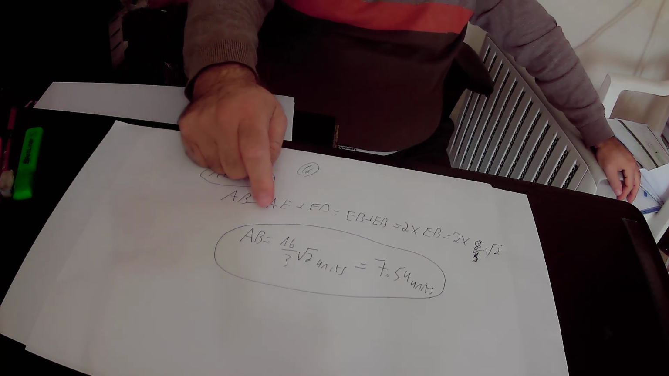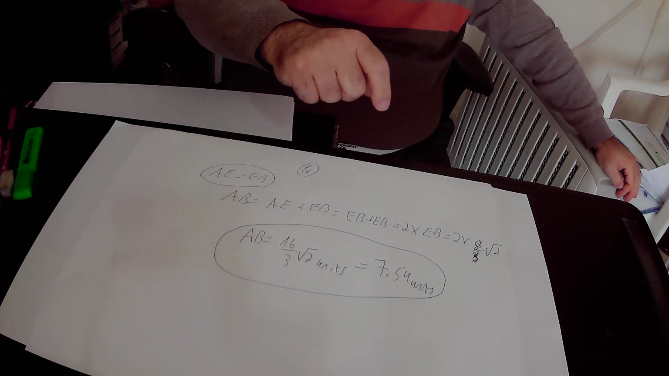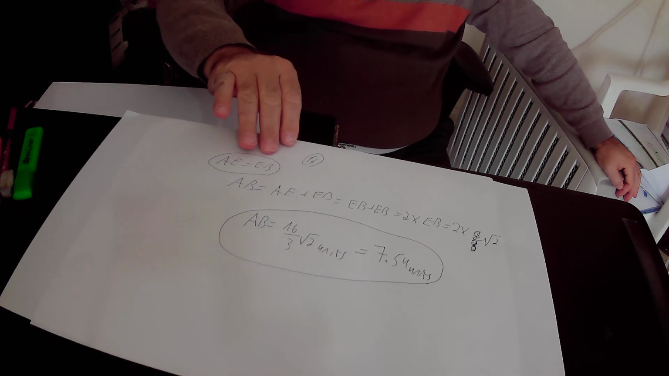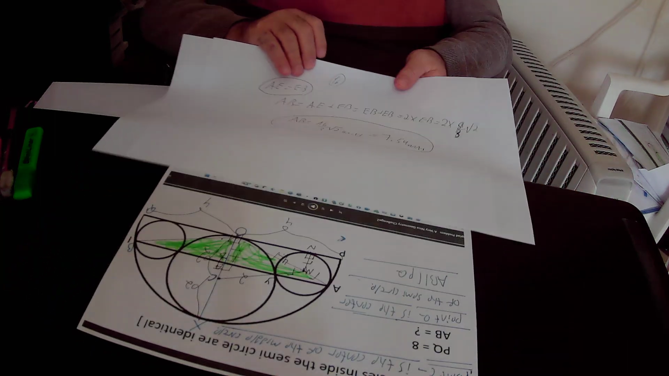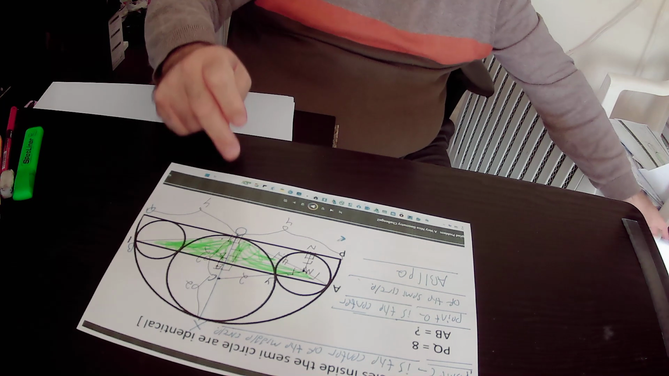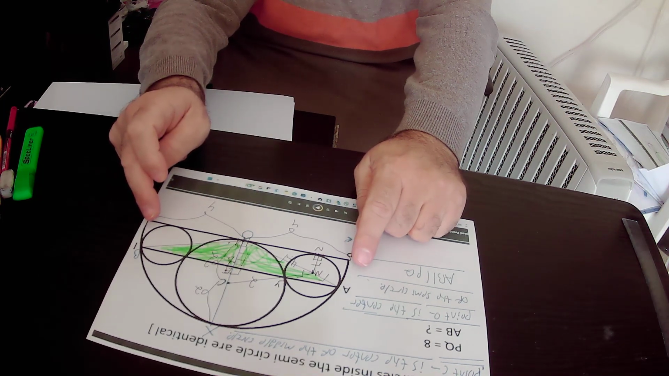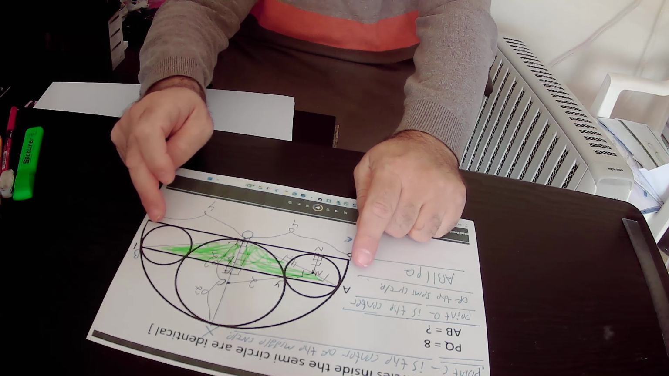So AB equals either 16 over 3 times square root of 2 units or 7.54 units. So you can see here that chord AB equals either 16 over 3 times square root of 2 units, or in terms of numbers, AB equals 7.54 units.